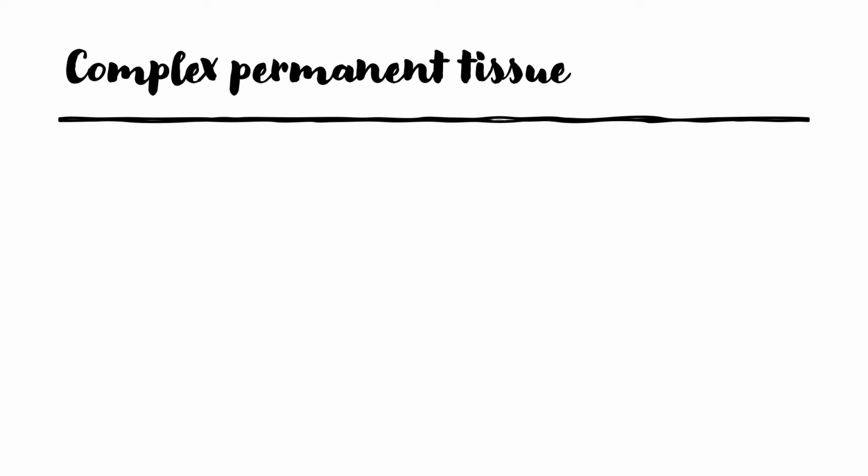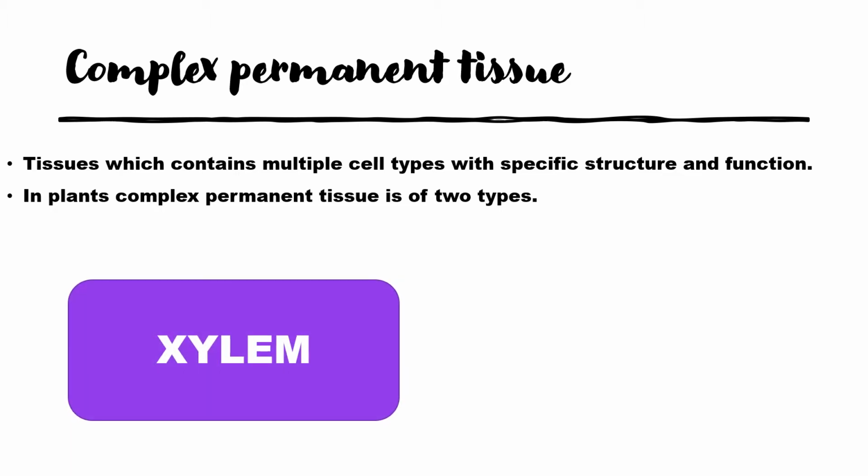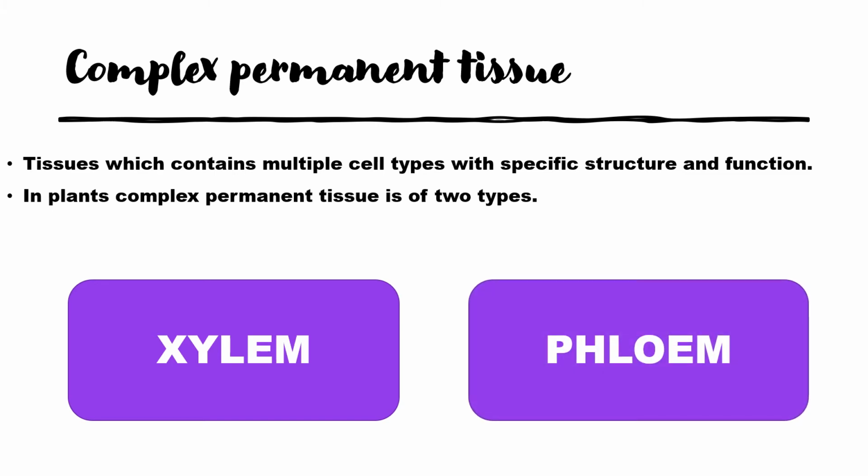So complex permanent tissues: tissues which contain multiple cell types with specific structure and function are called complex permanent tissue. In plants, complex permanent tissue is of two types, xylem and phloem. These two are conducting tissues. Xylem carries water and minerals from the root to the tip of the plant, whereas phloem carries assimilated food from the leaf to different parts of the plant.